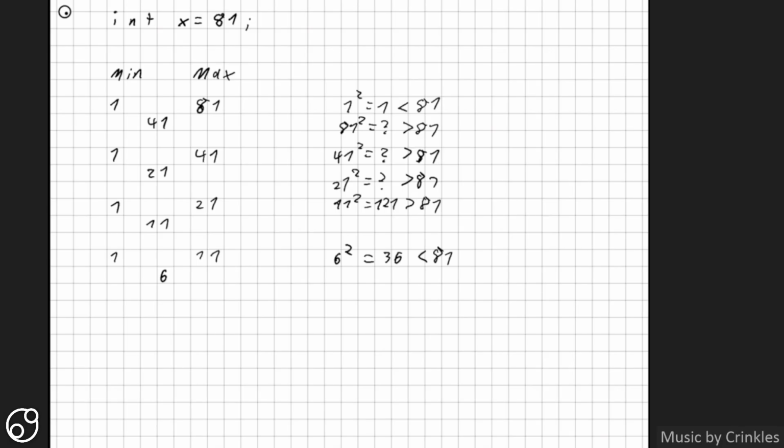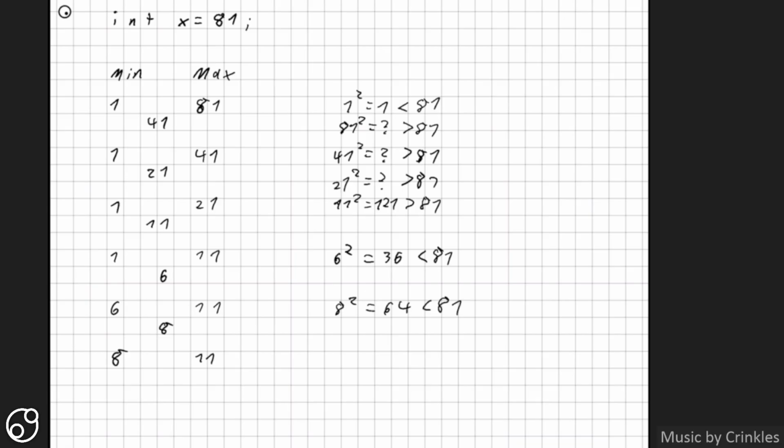So for the first time, we now have a value that's less than our actual square root. So now it's between 6 and 11. And let's pick the middle between. Let's pick 8. And 8 squared, that's 64, which is still less than 81. So another limit here. And let's pick the next middle.